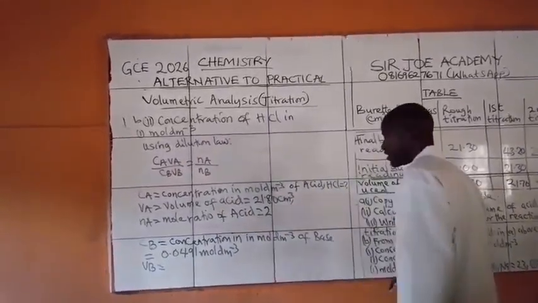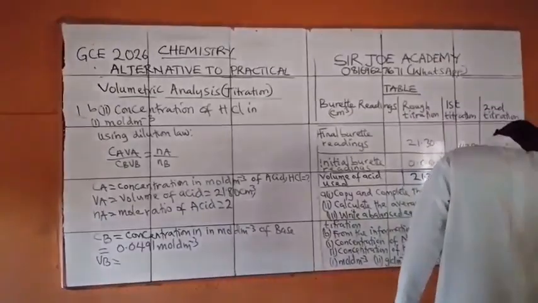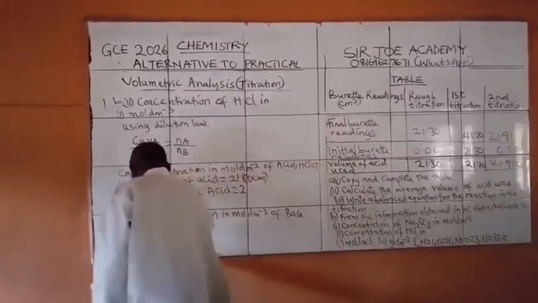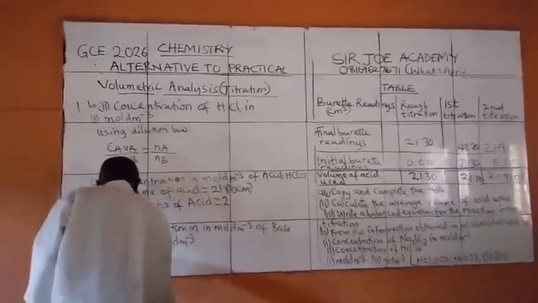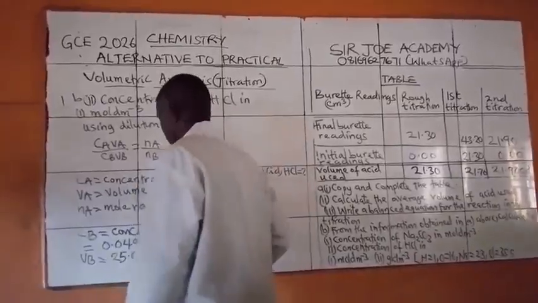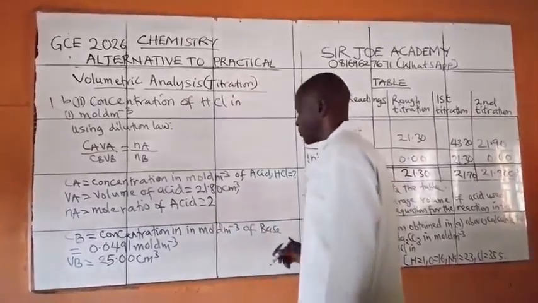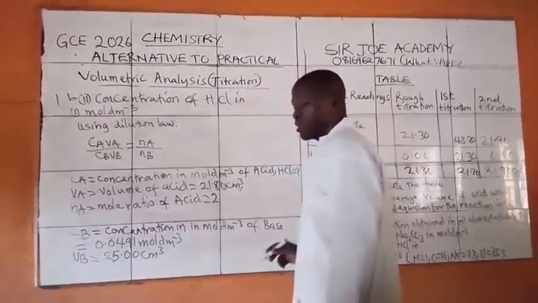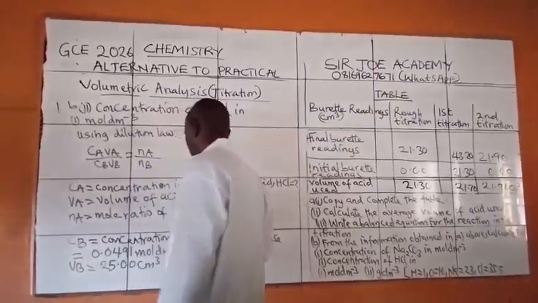Now, the VB. Before I say the value for VB, look at the board. Look at the board very well. Now, VB is equal to 25.00 centimeter cube. Yes, VB, 25.00 centimeter cube is more acceptable than 20.00 centimeter cube.